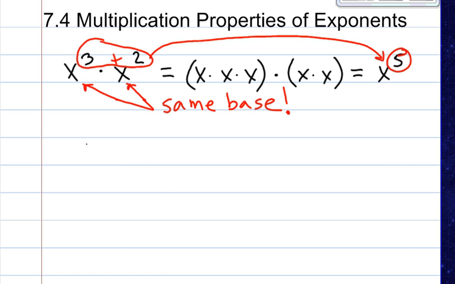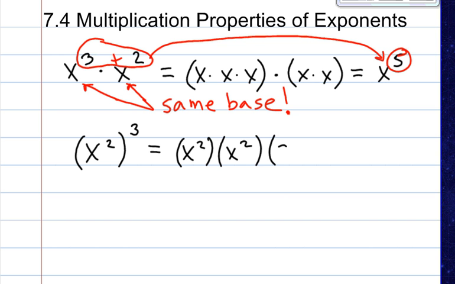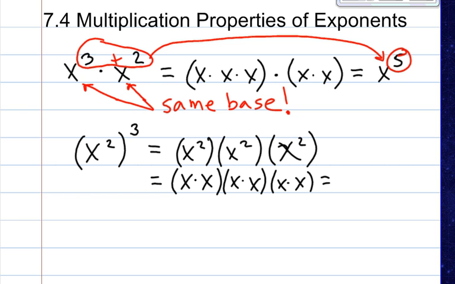Let's say I have x squared, and then that whole thing is being cubed. So in this one, we don't have two separate bases. We just have one base that's raised to a power and then another power. So the old way we did it was x squared 3 times, because cubed means multiply by itself 3 times. And then x squared, so we could further break that up into x times x. Then if you count the x's all together, you would get 6.